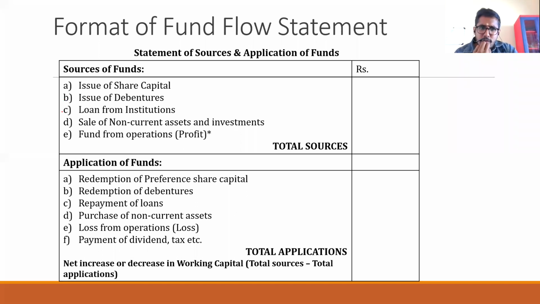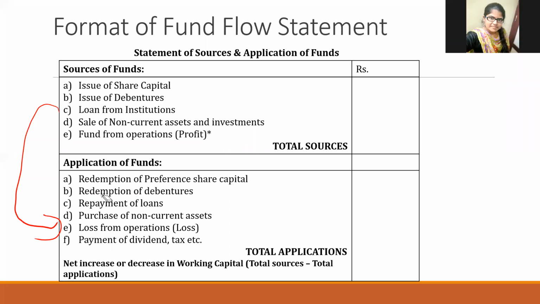And the opposite of all these items, we get application of funds: redemption of preference share capital, redemption of debentures, repayment of loans, purchase of non-current assets. Example? Purchase of furniture, machinery. Loss from operations means while preparing the adjusted profit and loss account, we may incur loss, but mostly we end up with profit only.